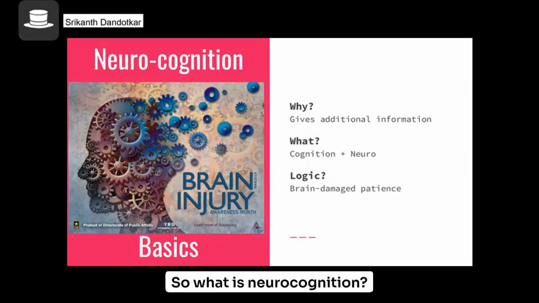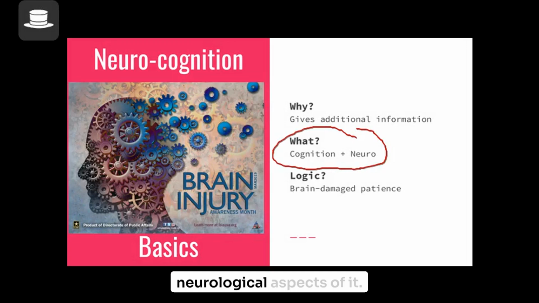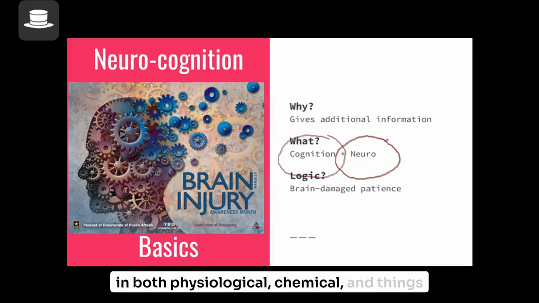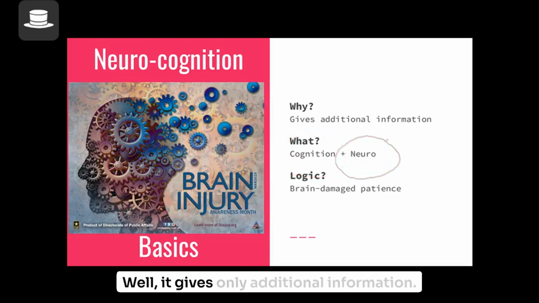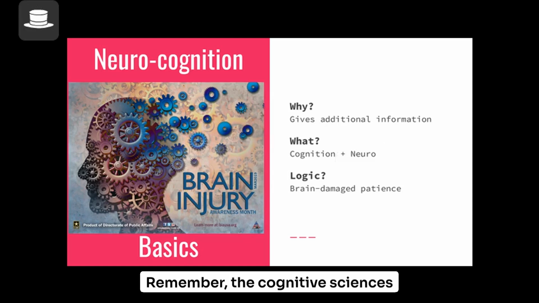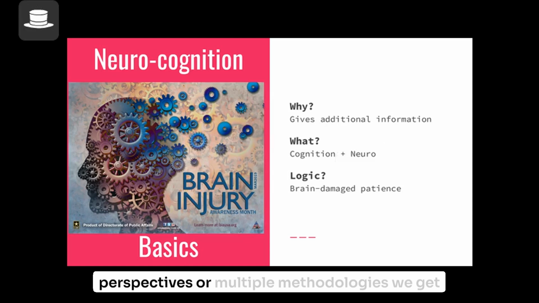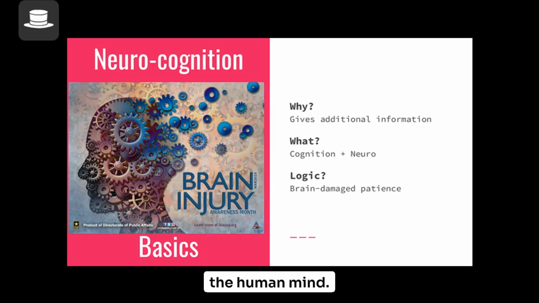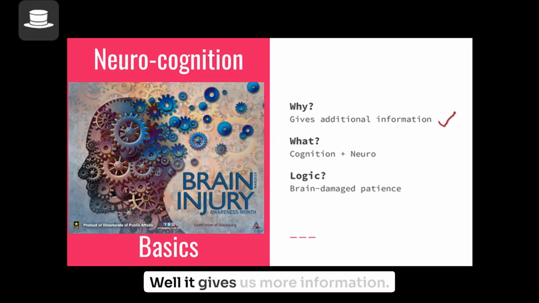So what is neurocognition? Well, neurocognition is both cognition and neurological aspects of it. In other words, we'll study the mental processes, but we'll also gather information specific to the brain's structures involved in it, both physiological, chemical, and things like those. Why? Well, it gives us additional information. I remember the cognitive science approach means that with multiple perspectives or multiple methodologies, we get multiple kinds of information about the human mind, which would help us get a bigger picture and a better understanding of the workings of the human mind. So why neurocognition? Well, it gives us more information.